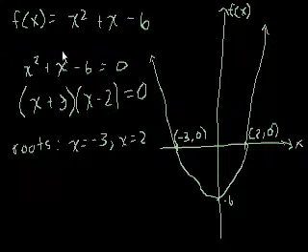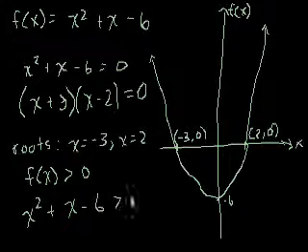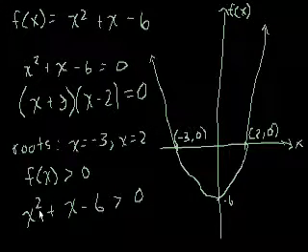Now, instead of wanting to know where f of x is equal to 0, which is these two points, what if we wanted to know where f of x is greater than 0? What x values make f of x greater than 0? Or another way of saying it, what x values make this statement true? x squared plus x minus 6 is greater than 0, right? This is just f of x.